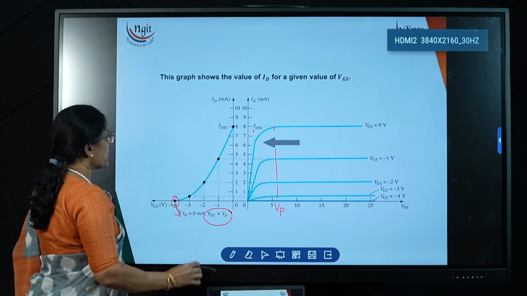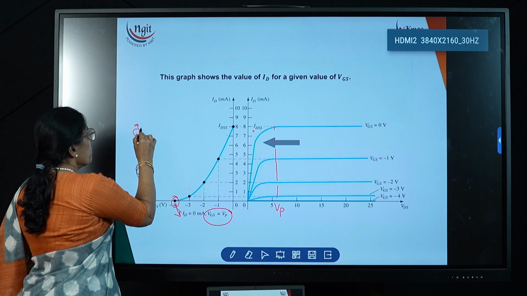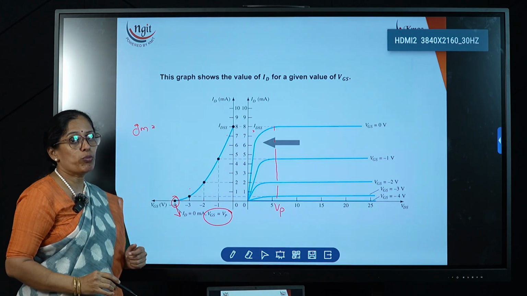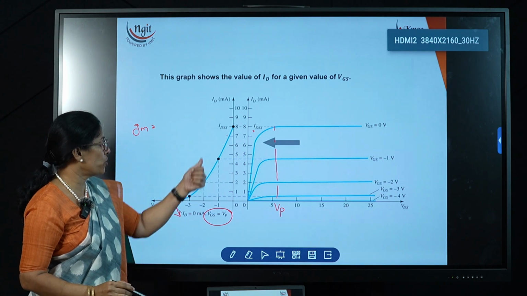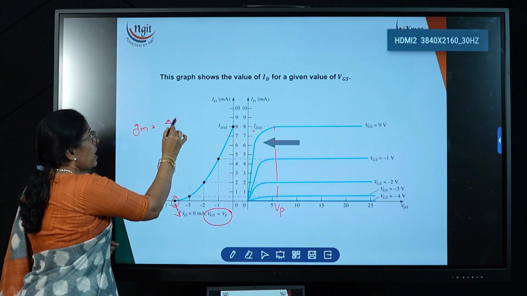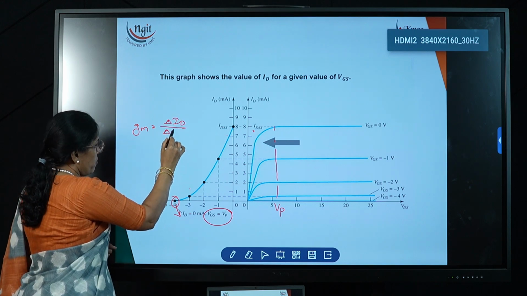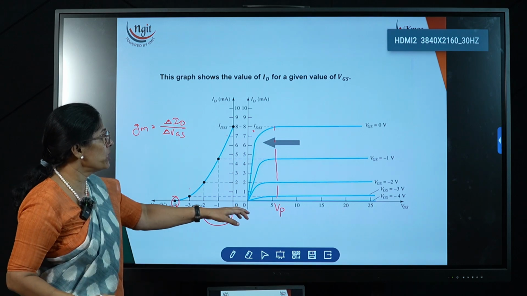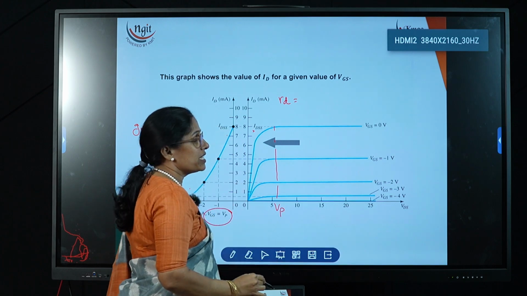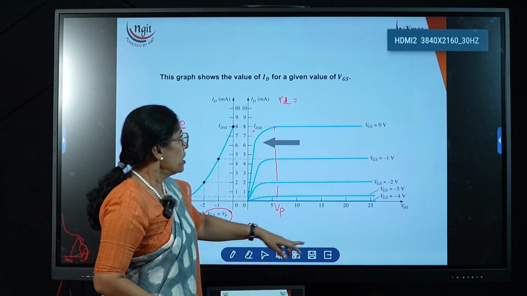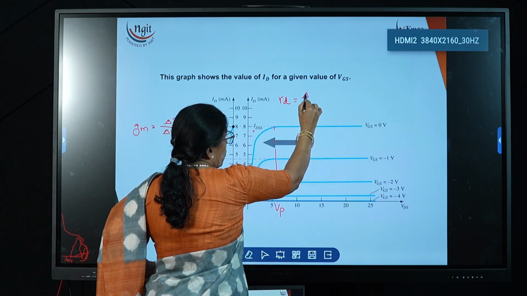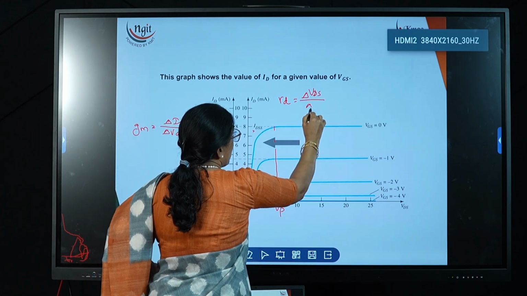Now from these characteristics we need to calculate the gm, transconductance, that is the ratio of change in drain current to the change in gate source voltage, that is delta ID divided by delta VGS. Similarly we need to calculate the RD. RD is the drain resistance, that is the ratio of change in drain source voltage to the change in drain current, that is delta VDS divided by delta ID.